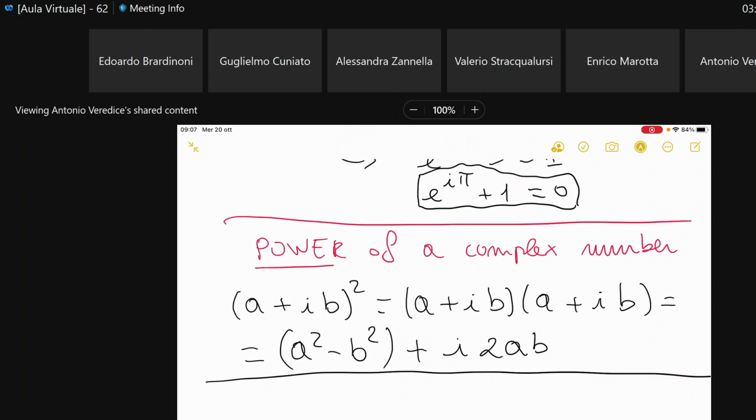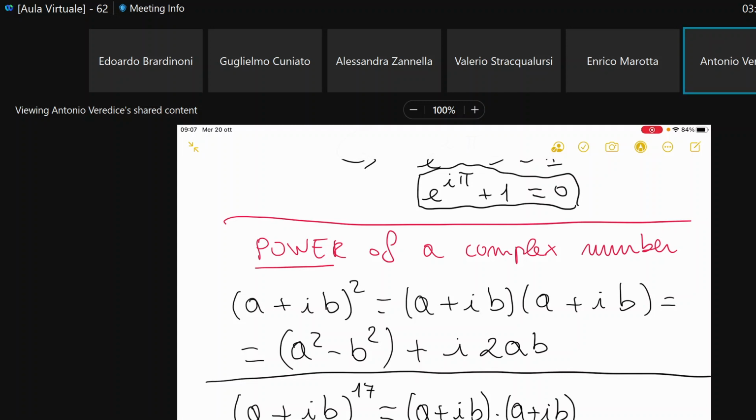But, so in this case, it works. But imagine to compute a plus ib to the power of 17, okay? You have to compute a plus ib times a plus ib, times a plus ib times a plus ib, 17 times. Okay, so in this case, this form doesn't work.